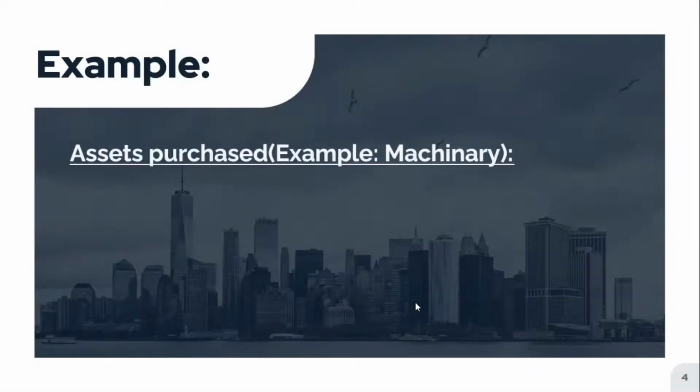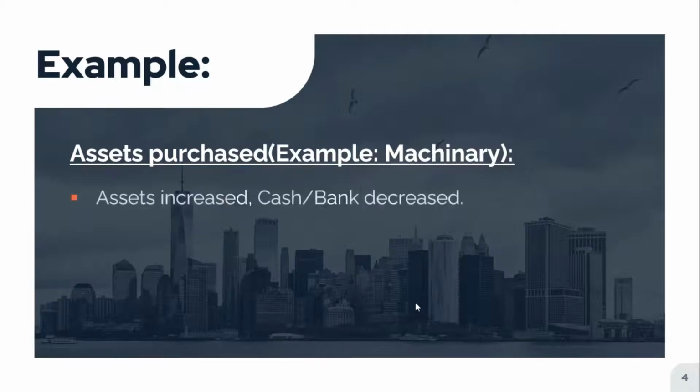Let's say we purchase some assets, for example, machinery. We purchase few machinery for our business. So in that case, since machinery is an asset for us, the machinery account will increase. That is, the assets will increase. But to purchase the machinery, we use some cash or bank balance. Let's take it as cash. Since we have purchased the machinery, the machinery account will increase, but the cash will decrease because we have used the cash. So again, in this case, two accounts are affected. One, the assets account and the cash account, where assets account will increase and the cash account will decrease.